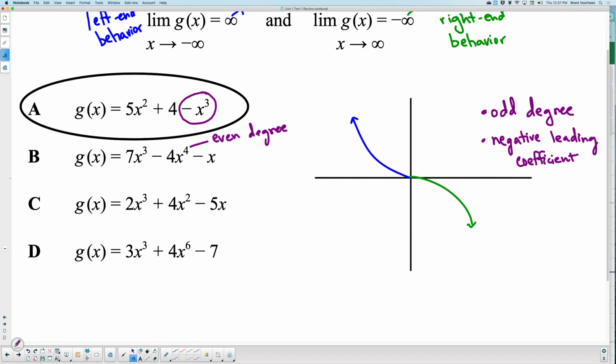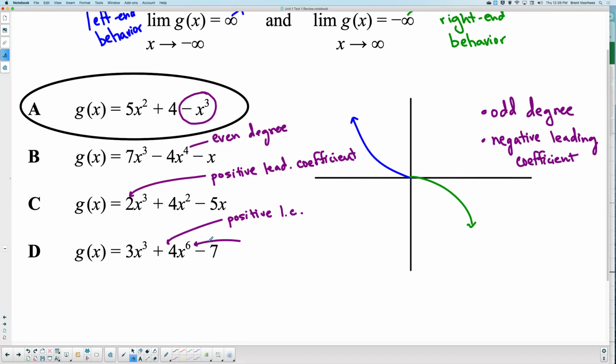What's the problem on C? Positive leading coefficient. I'm just going to say lead coefficient. And what's the problem on D? Positive and even. It has two problems. Positive. This time I'm going to just say LC, leading coefficient. And it's an even degree. That's the problem with those. Therefore, the answer has to be A. Cool on that skill? That's from lesson 1-4.